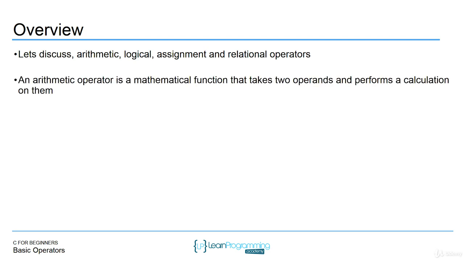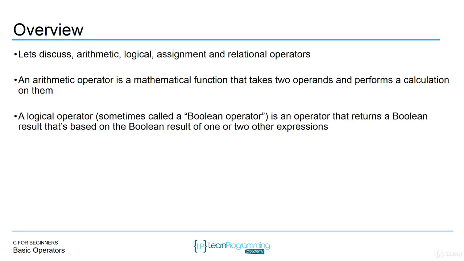An arithmetic operator is probably the most common sense one, the one you're most familiar with. It's a mathematical function. It takes two operands and performs a calculation on them. It's infix, so the operator is in between the operands. A logical operator, sometimes called a Boolean operator, is an operator that returns a Boolean result, a true or false value. That's what a Boolean is. So it's really just a conditional operator. It's based on the Boolean result of one or two other expressions.